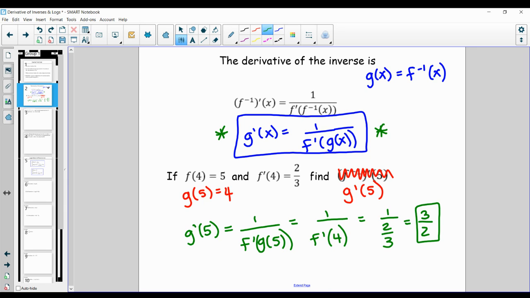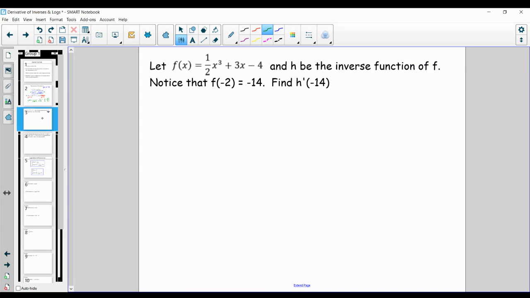Once we know what that is, we can use the information and plug things in in order to find it. So let's look at another example. Let f of x equal 1/2 x cubed plus 3x minus 4, and h be the inverse function of f. So instead of g, they're calling it h, but it's the same idea. It's the inverse of f.